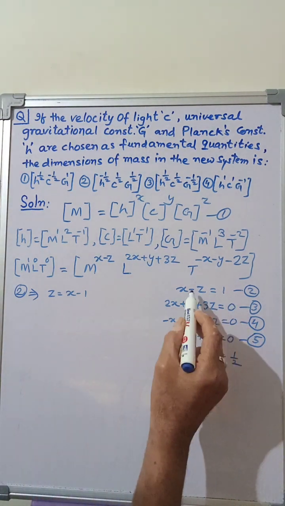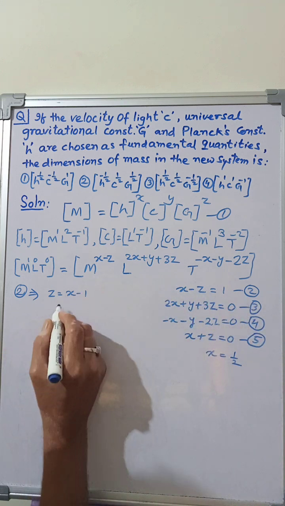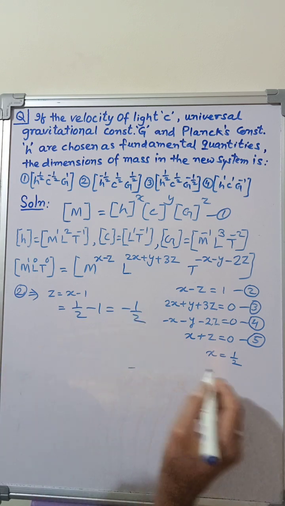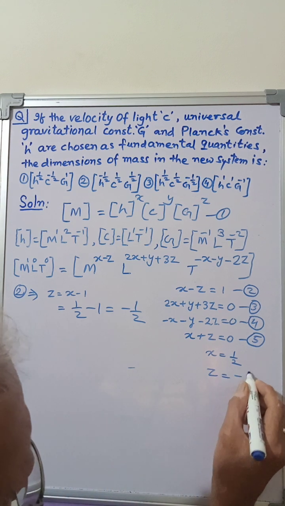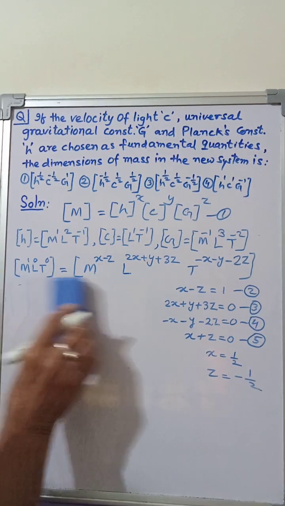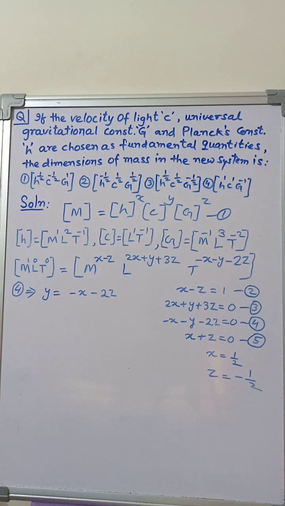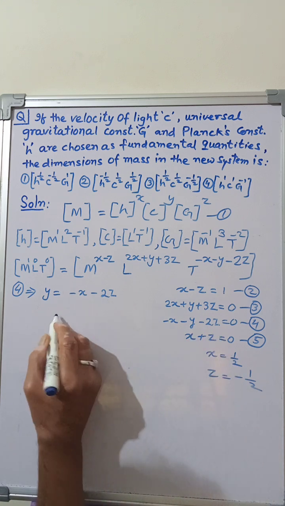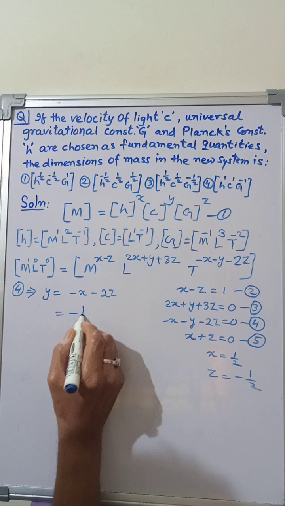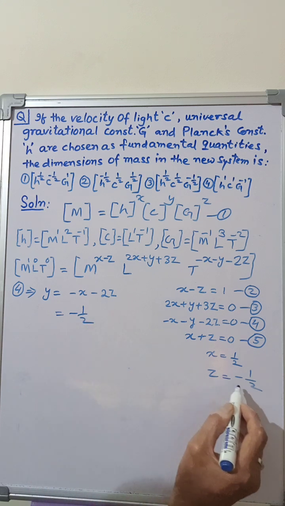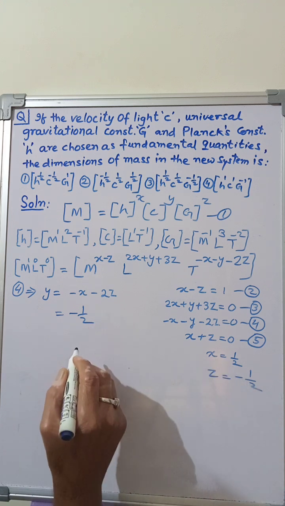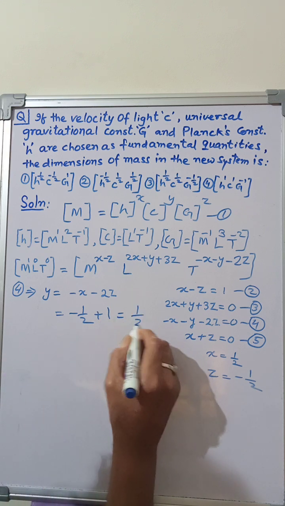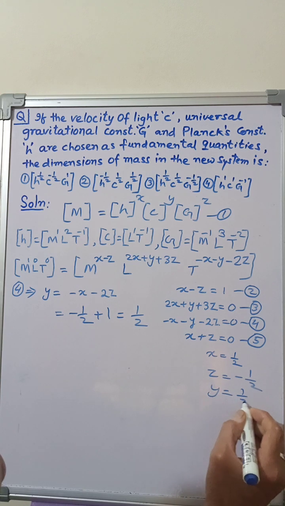Now equation 2 implies z is equal to x minus 1. Put in the value of x: half minus 1 is equal to minus half. So z is equal to minus half. Now to find the value of y, we will use equation 4. So y is equal to minus x minus 2z. Putting the values, minus x is minus half and 2z is equal to minus 1, so minus 2z is equal to plus 1. Therefore, this is equal to plus half. So we get y is equal to half.